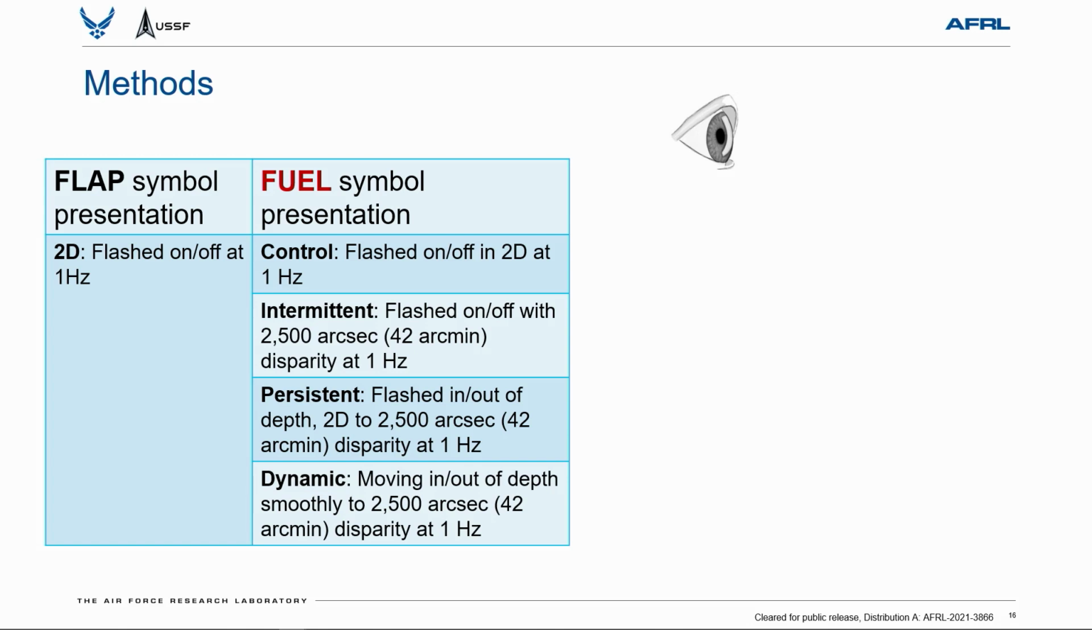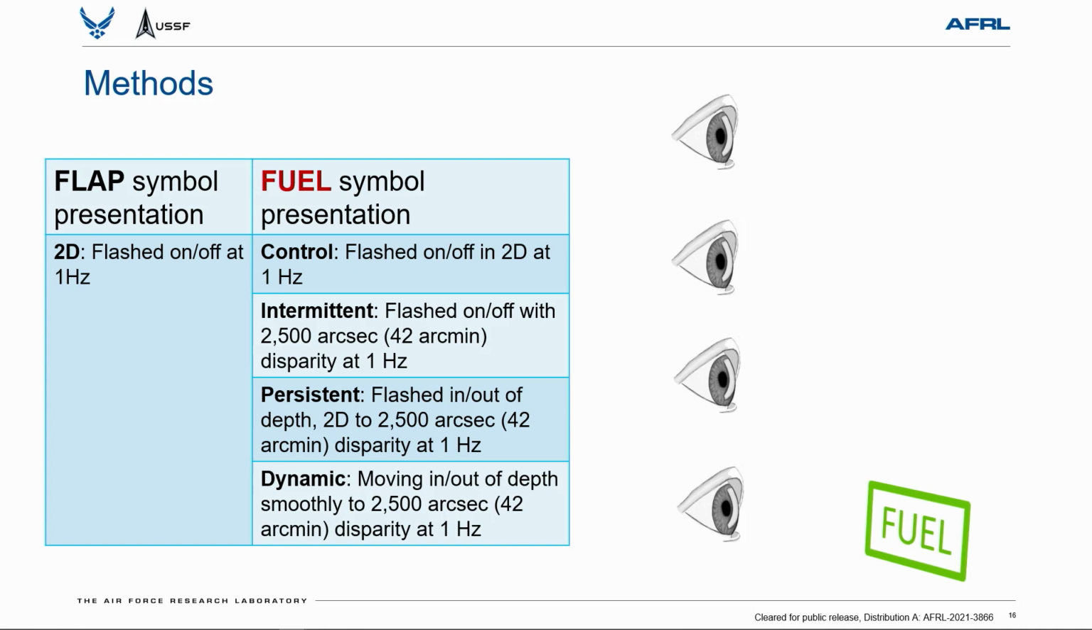In the intermittent condition, the fuel was flashed on and off, but it was flashed with disparity, so it would be closer towards the user. In the persistent condition, the fuel warning symbol would flash in and out of depth, but would always be on. And in the dynamic condition, it would move sinusoidally in and out towards the user.